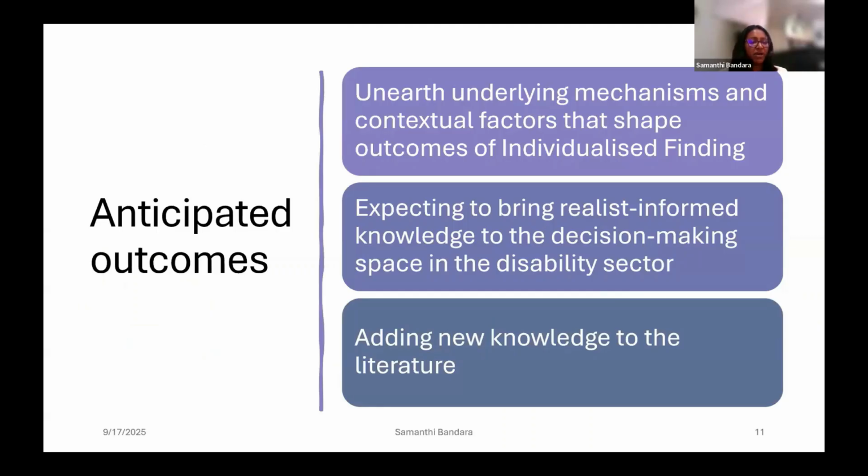These are my anticipated outcomes. One is that this methodology is going to unearth underlying mechanisms and contextual factors that shape outcomes of individualized funding. I am also expecting to bring realist-informed knowledge to the decision-making space, especially in the disability sector. This is a novel approach that this methodology is going to apply to the disability sector, and so that will add new knowledge to the literature. These are the very basic ideas.